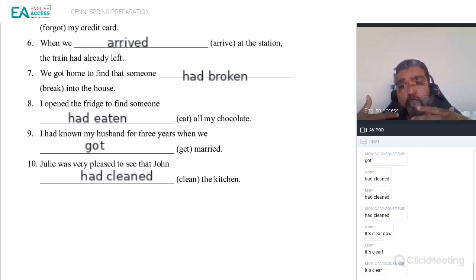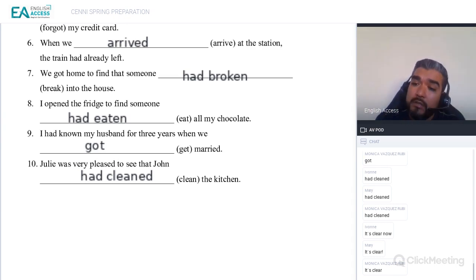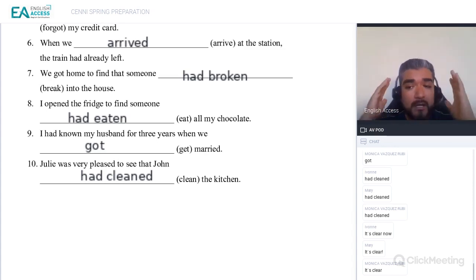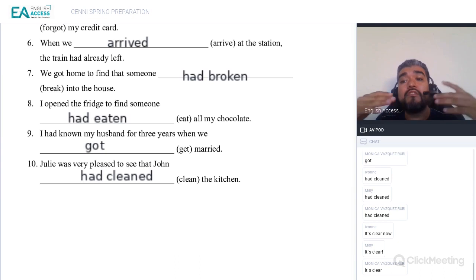But if you want to sound advanced, you need to use other structures, not only simple past. Because if you only use simple past, then the evaluator thinks, "Oh, it's basic, oh, it's intermediate." When you use other structures, the evaluators think, "Ah, this person is advanced," because you use different words, different structures.